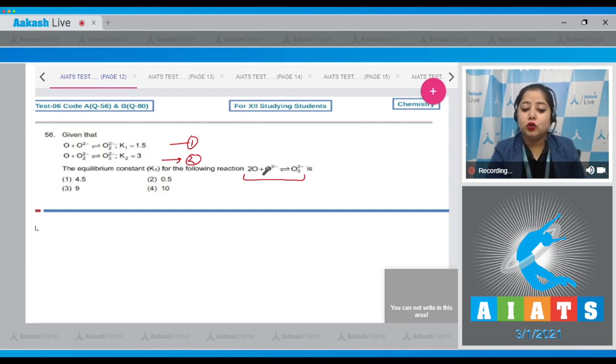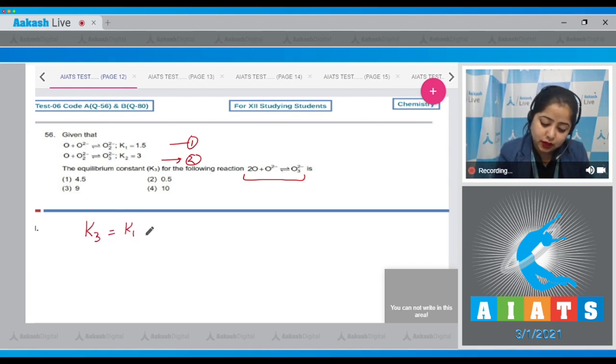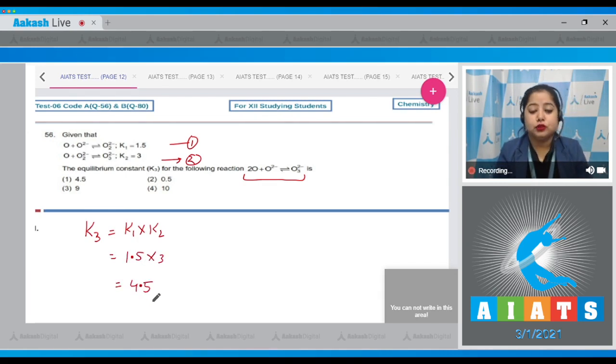That means the equilibrium constant for the addition reaction is equal to the product of the equilibrium constants of the individual reactions. That means K3 is equal to K1 into K2, which is equal to 1.5 into 3. That means K3 is equal to 4.5. So the correct answer is option number 1.